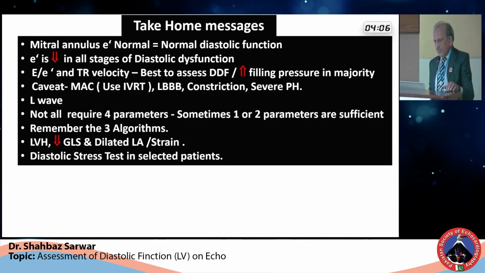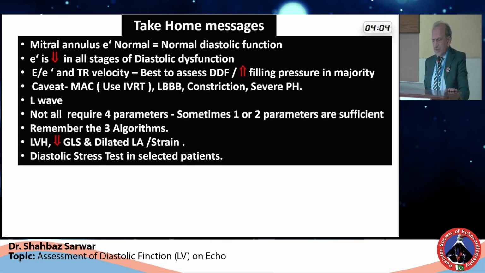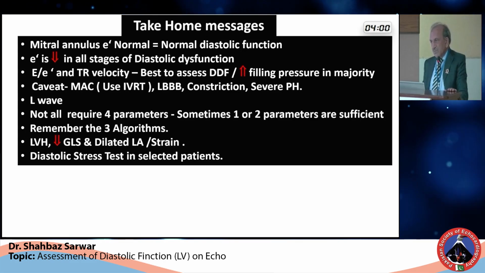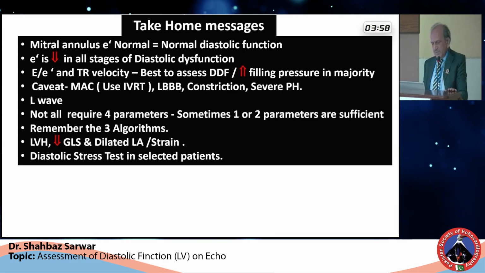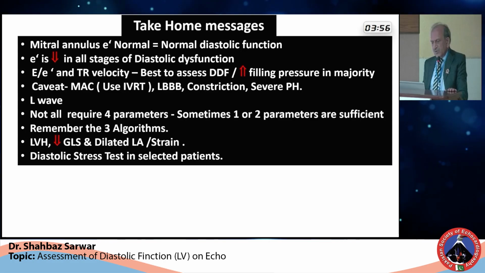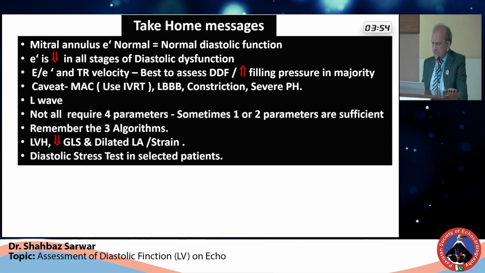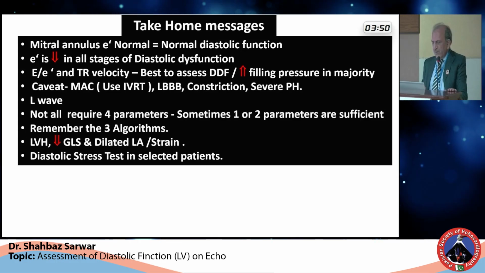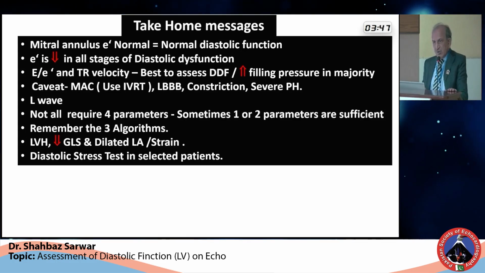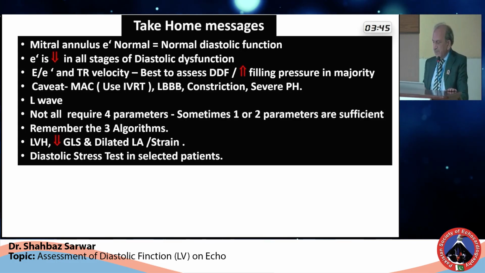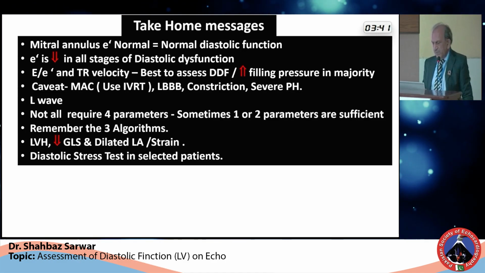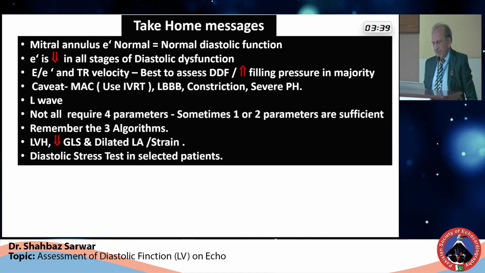So my take-home messages are that if mitral annulus E prime is normal, there is normal diastolic function, most of the time. If E prime is reduced, then this is diastolic dysfunction. E by E prime and TR velocity are best to assess the diastolic function and increased filling pressure in most of the cases. The caveats are MAC, bundle branch block, constriction, and severe pulmonary hypertension.